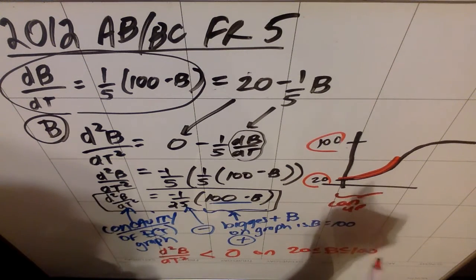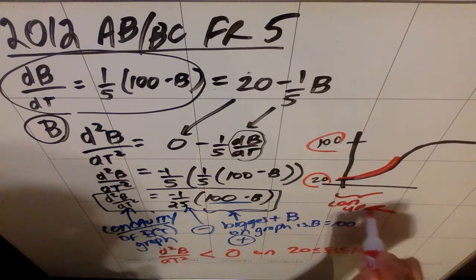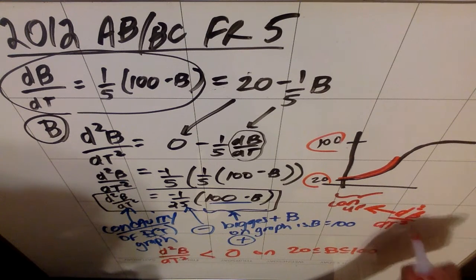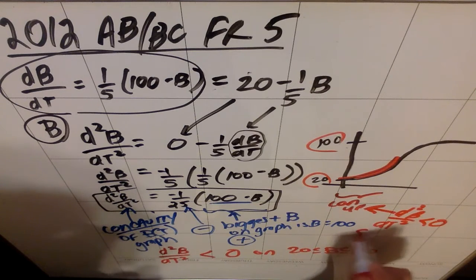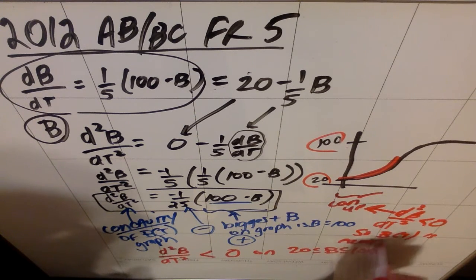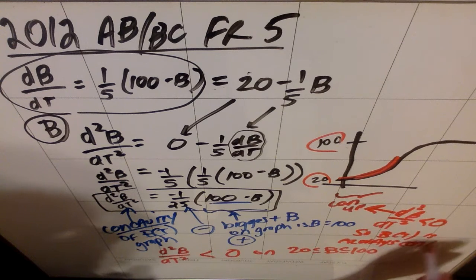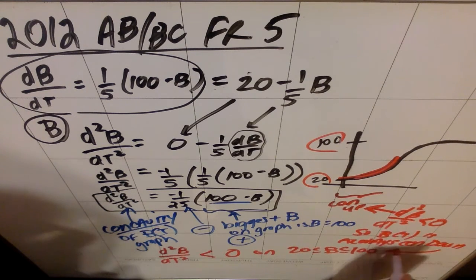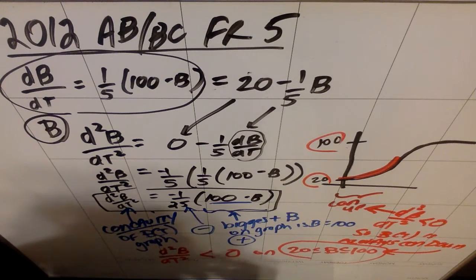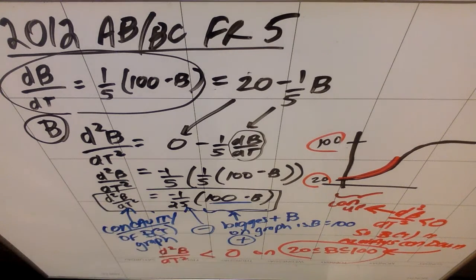So what makes this graph wrong is that d squared b dt squared is negative, so b of t is always concave down on this window from 20 to 100. So that's what makes this thing wrong. All right, so that's our job, to say what makes this graph wrong.